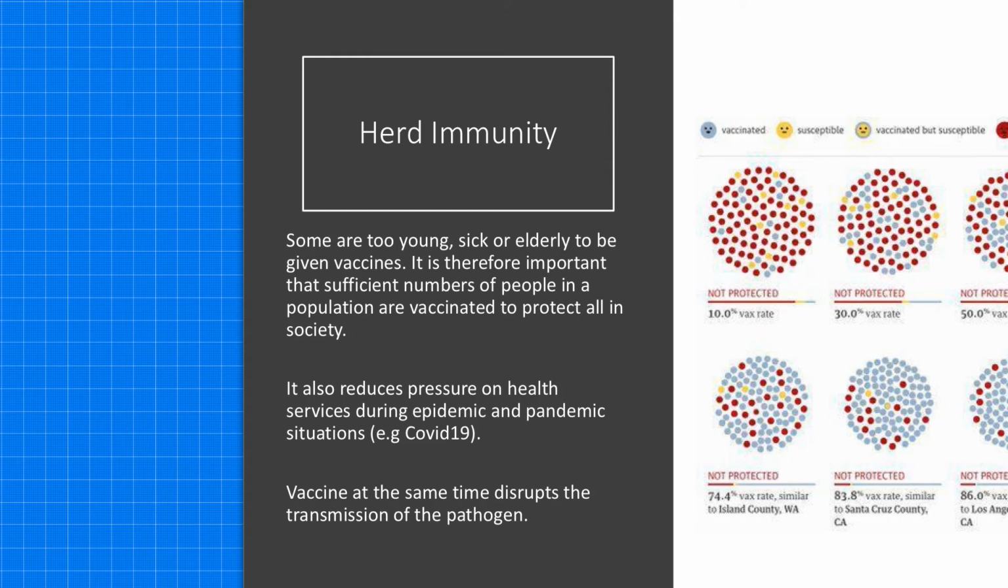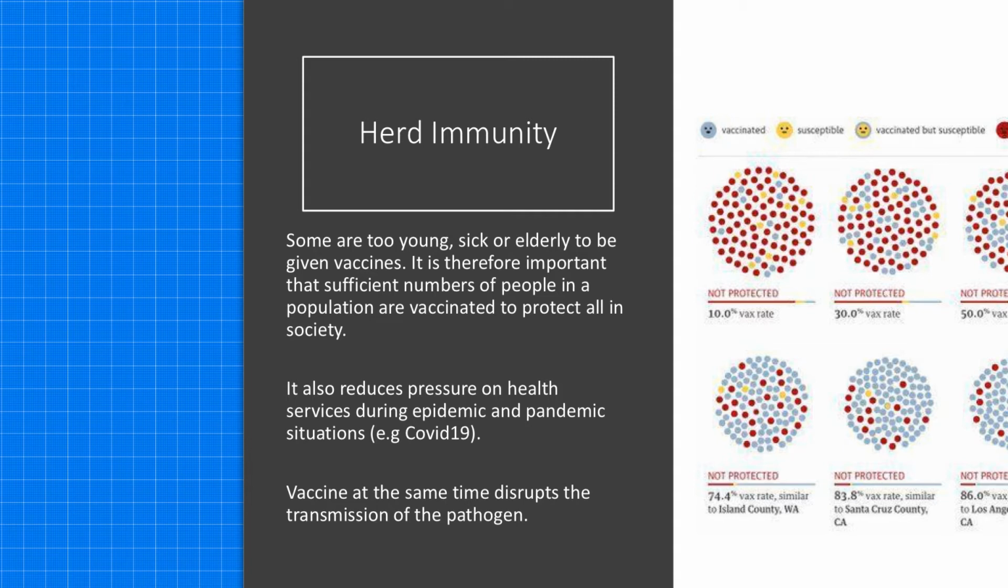So why is it important that if vaccinations are going to work, large proportions of a population who might be exposed to an infection are vaccinated? The reason is that some are just too young, they're maybe sick, they might have conditions that mean that they already have weak immune systems or can't have vaccinations, or they might be elderly. And it is therefore important that sufficient numbers of people in a population are vaccinated to protect all in society.